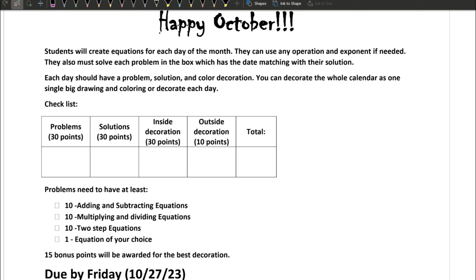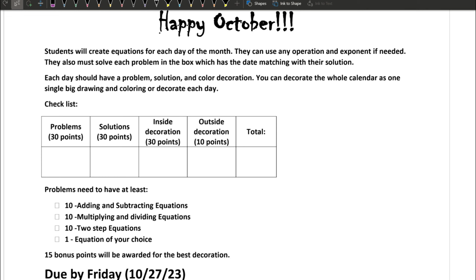So here's the rubric. Problems, 30 points. With the solutions, another 30 points. Inside decorations, that means you do decoration, either one single big picture or individually in each box. And then outside decoration, which is the edges of the calendar. You see there's a box with the calendar inside, and then there's the white part around the edges. You need to color those too, unless your background theme is white, then you don't have to color it. This also includes the row that says October 2023. That row needs to be colored as well.